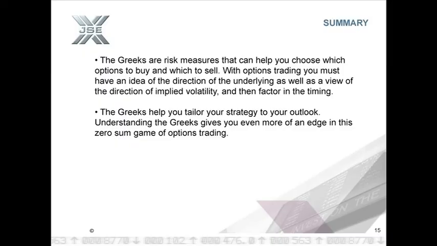What have we learned in this lesson? Two points that you should take away with you from this lesson. First one is, the Greeks are risk measures that can help you choose which options to buy and which to sell. With options trading, you must have an idea of the direction of the underlying, as well as a view of the direction of implied volatility, and then factor in timing. Second point to remember, the Greeks help you tailor your strategy to your outlook. Understanding the Greeks gives you even more of an edge in this zero-sum game of option trading. Thank you.